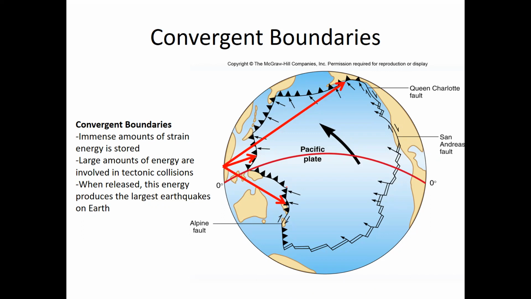The next type of plate boundary we're going to look at is convergent plate boundaries. Unlike divergent plate boundaries, convergent plate boundaries are where the plates collide with each other. And you can imagine there is a massive amount of deformation in these plate boundaries. So the rock is significantly deforming, and large amounts of energy are stored in these collisions of tectonic plates. Whenever these large amounts of stored energy are released, they result in very large earthquakes. In fact, the largest earthquakes on the planet occur at convergent plate boundaries.